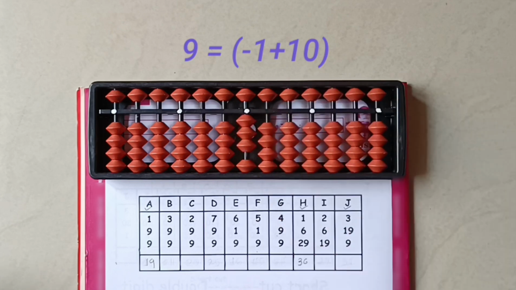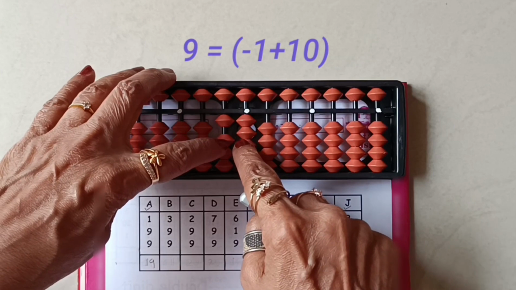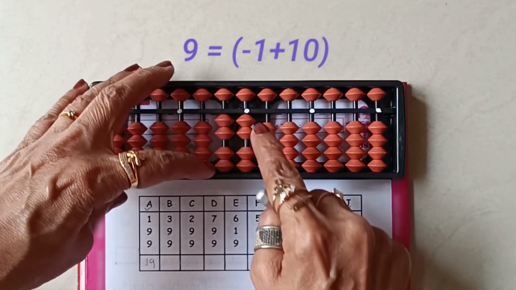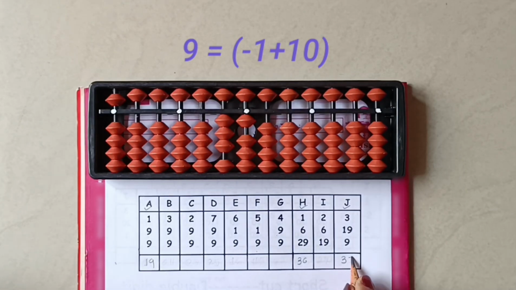Sum J: 19. For 19 we will split the number, first 10, and for 9 we use formula minus 1 plus 10, and again for 9 minus 1 plus 10. So answer is 31.